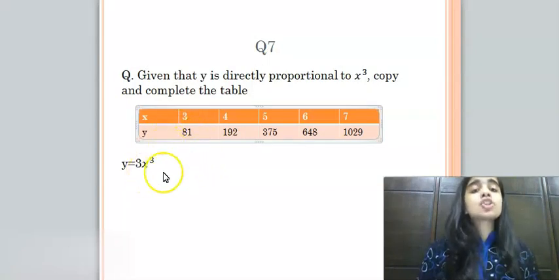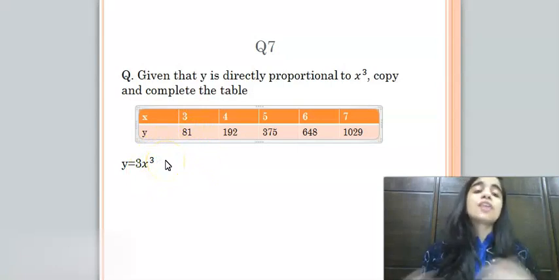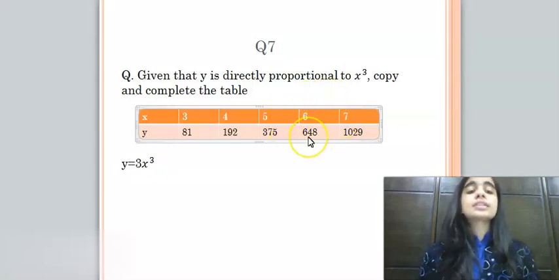And by substituting values in this equation, we have done these kinds of questions before. So if you have any problem, you can refer to my previous videos. Okay. So we will fill out this table, which I've already filled out for you, so you can check your answers. Alright. So now let's move to question number 8.